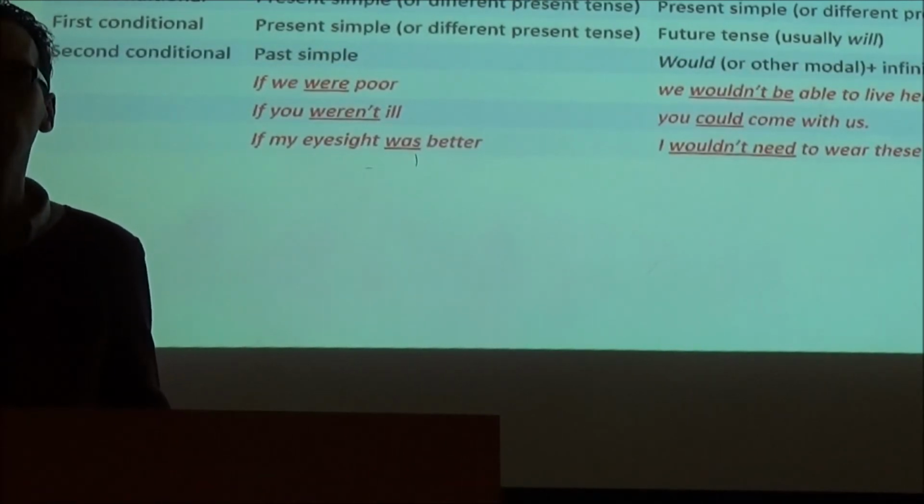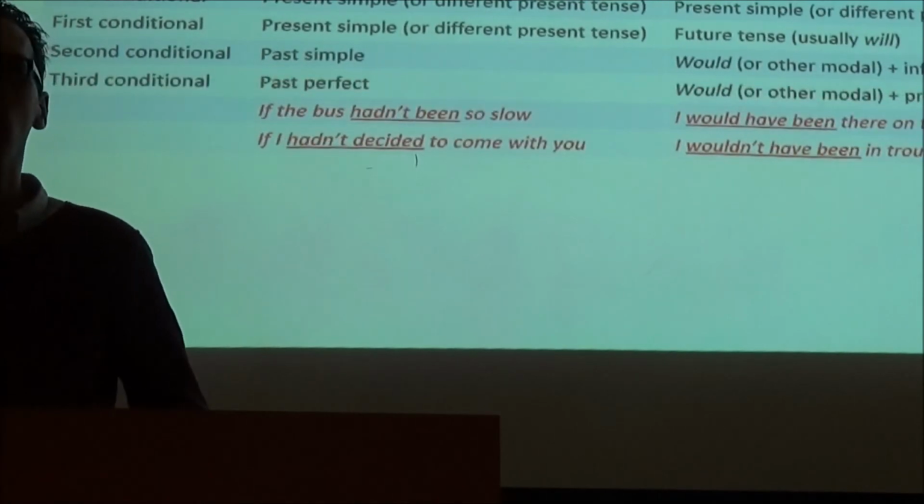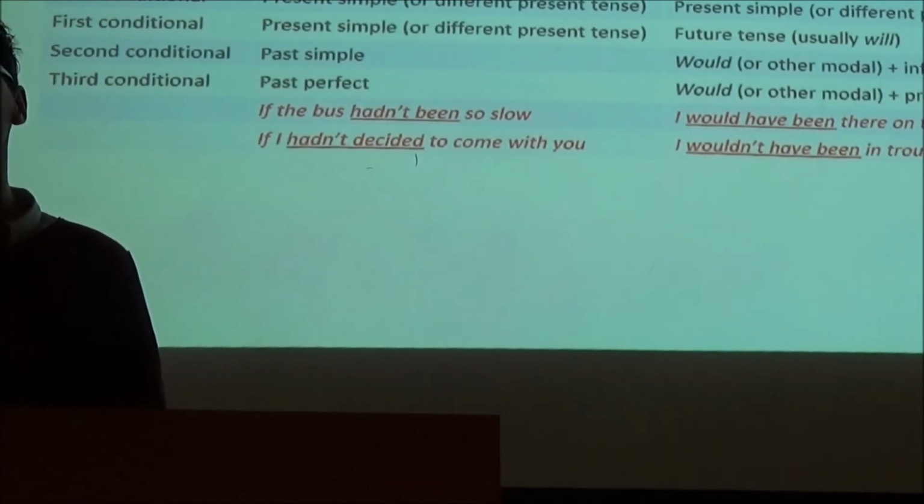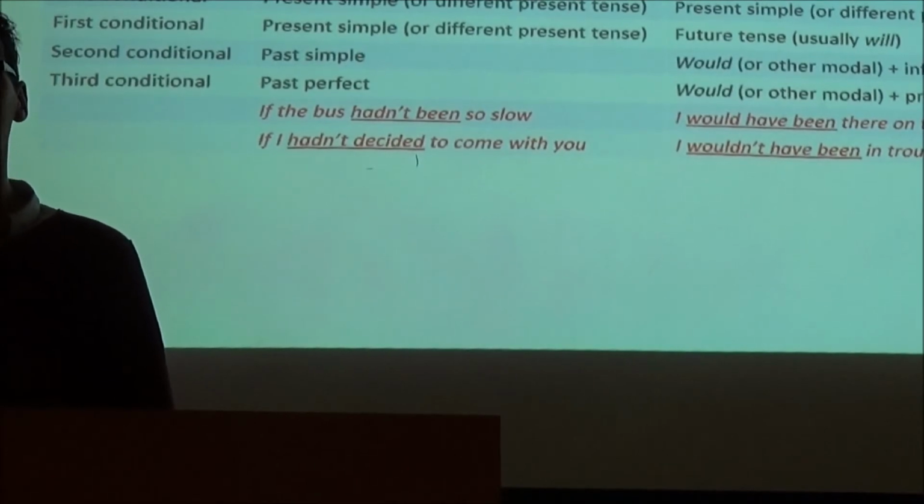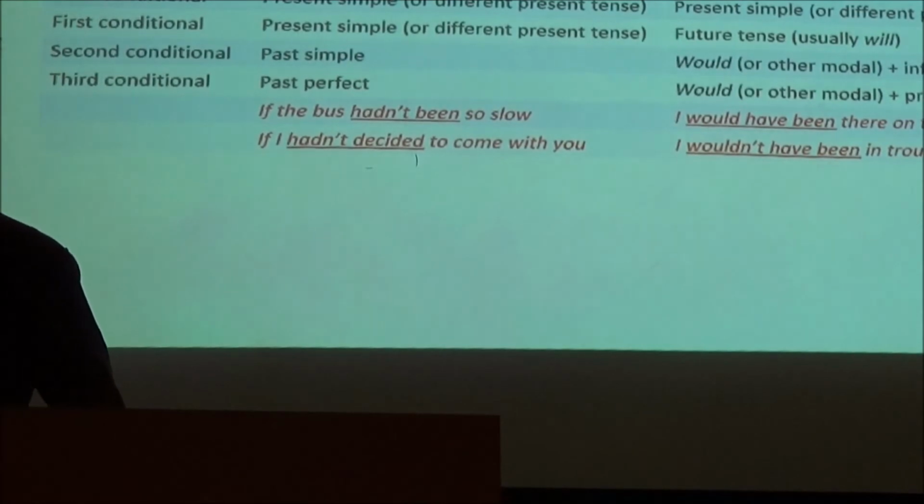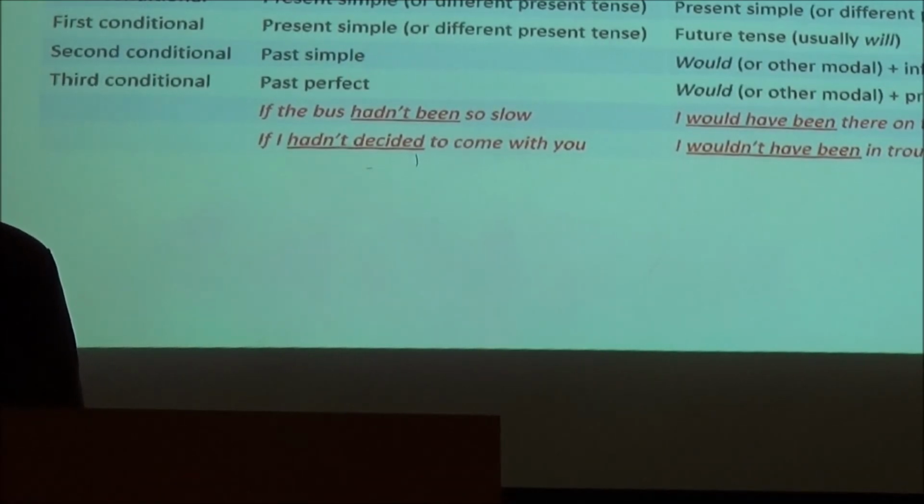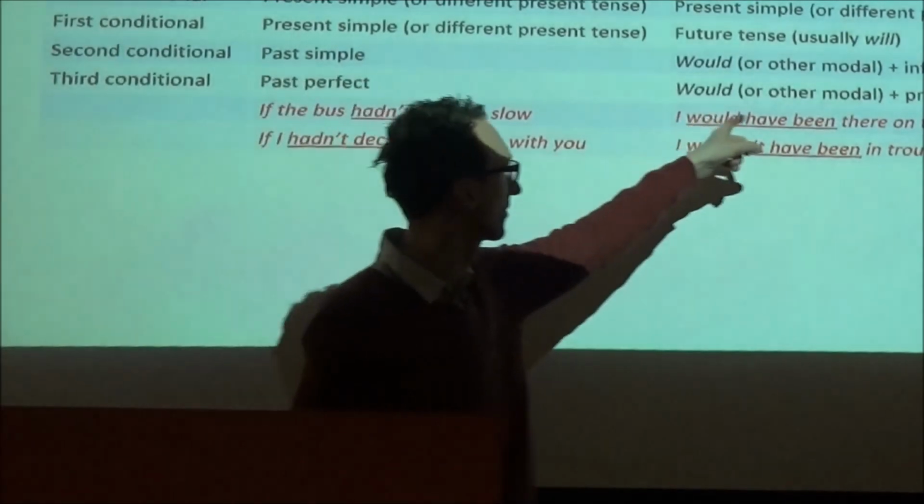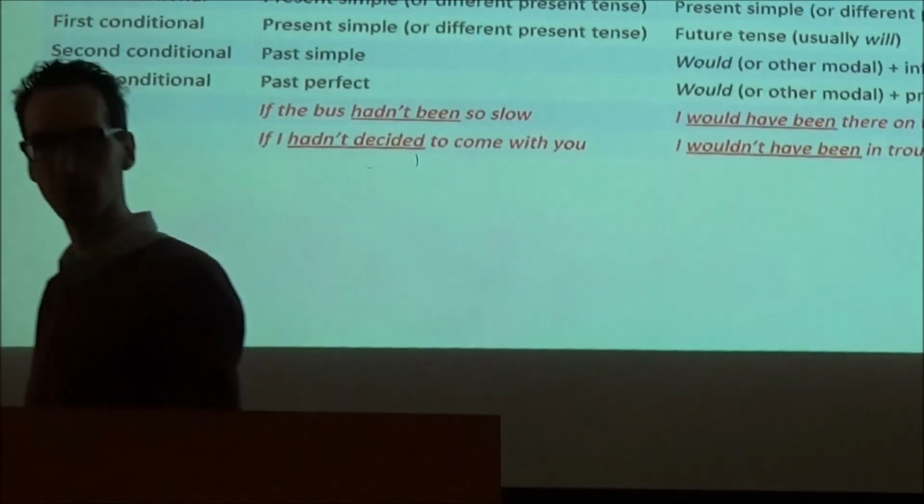You could have come with us. In the third conditional, this would be, your question was, can it be, if you weren't ill, you could have come with us? Yeah. That's a mixed conditional, which I'll explain after this. Strictly speaking, we would have to say, if you hadn't been ill, you could have come with us. That's a third conditional. Okay. Yeah, that's hadn't been ill, past perfect. You could have come with us, present perfect. Yeah.